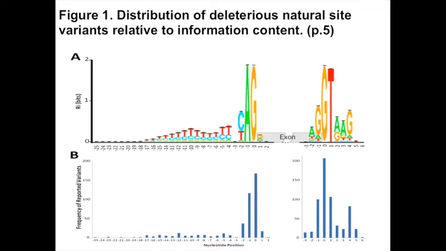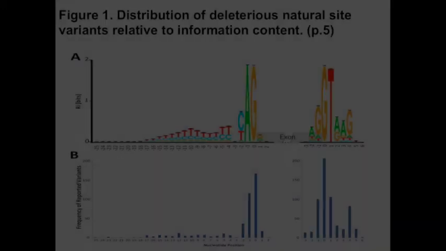This graph represents the distribution of deleterious natural site variants that we came across in our literature review. In total, we found 431 affecting acceptors and 604 affecting donors. As you can see by this figure, the frequency of deleterious mutations reported in the literature is highly correlated with the average information content at that position shown in the top panel by the sequence logos.